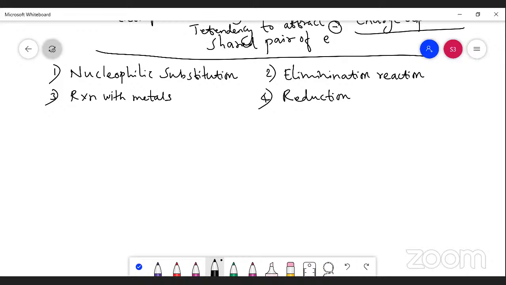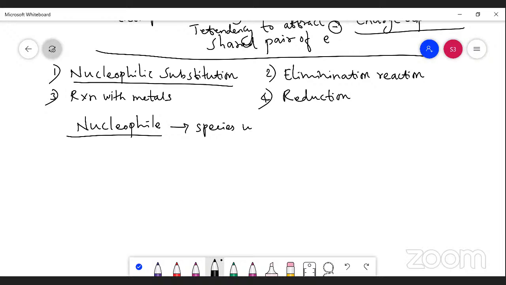Now, first we can start with the nucleophilic substitution. Before entering into nucleophilic substitution, we should know what a nucleophile is. What is called a nucleophile? A nucleophile is nothing but any species that carries a negative sign, a species with a negative charge. I'll give you an example.